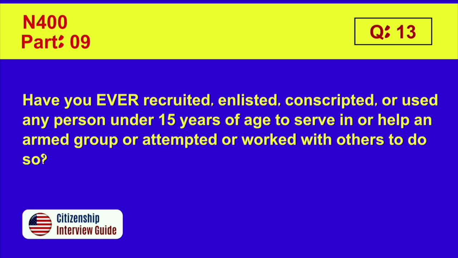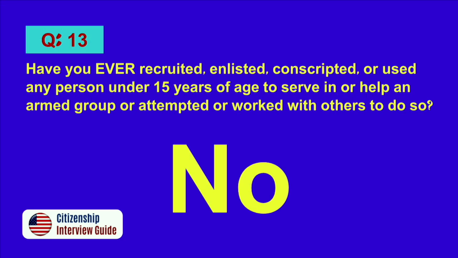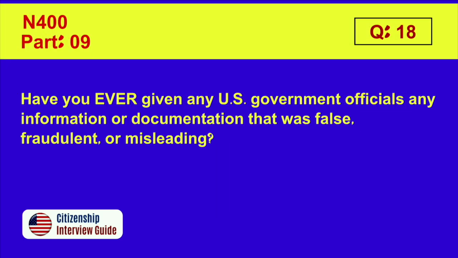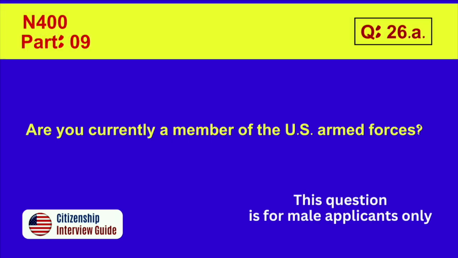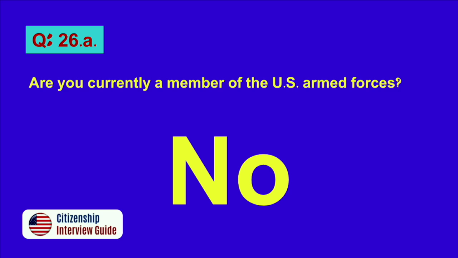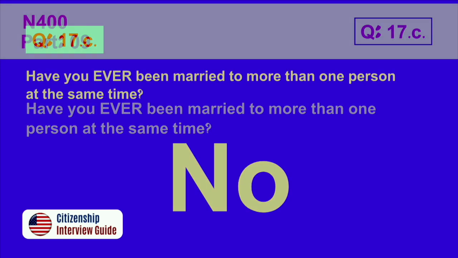Have you ever recruited, enlisted, conscripted, or used any person under 15 years of age to serve in or help an armed group, or attempted, or worked with others to do so? No. Have you ever given any U.S. government officials any information or documentation that was false, fraudulent, or misleading? No. Are you currently a member of the U.S. Armed Forces? No. Have you ever been married to more than one person at the same time? No.